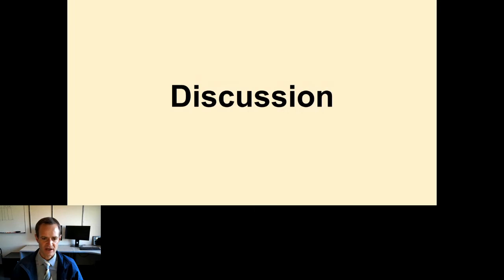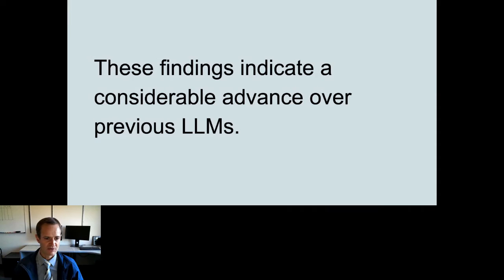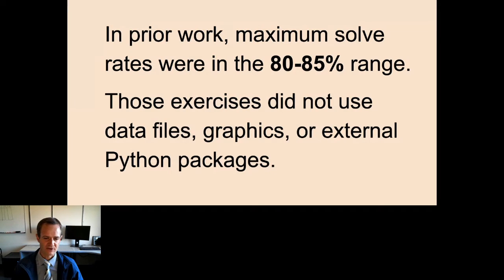So I want to talk a little bit about implications of this, and this is just me thinking about how I interpret things. One conclusion I have is that these findings indicate a considerable advance over previous large language models. Believe it or not, before ChatGPT, there were others around for at least a couple of years before ChatGPT came out. And in the literature, I found that solve rates for similar types of problems, the size of problems, were in about the 80 to 85% range at the max.